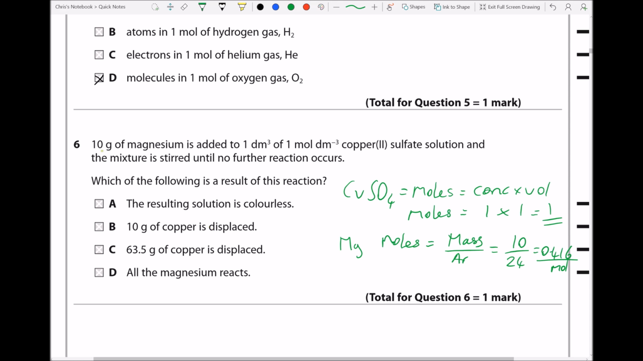No, just because we've used 10 grams of magnesium, it doesn't mean we're going to produce 10 grams of copper. Remember, a copper atom is bigger than a magnesium atom, so mole for mole, it's going to weigh more anyway. So that isn't true. 63.5 grams of copper is displaced.